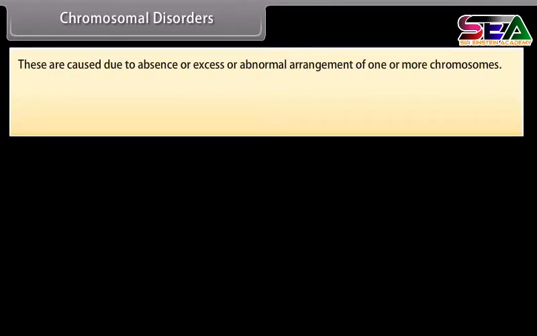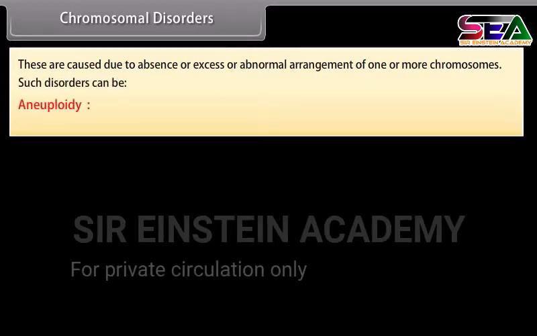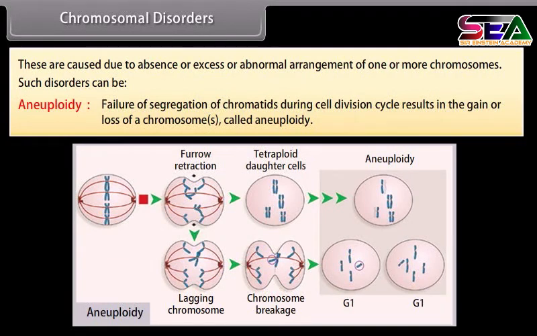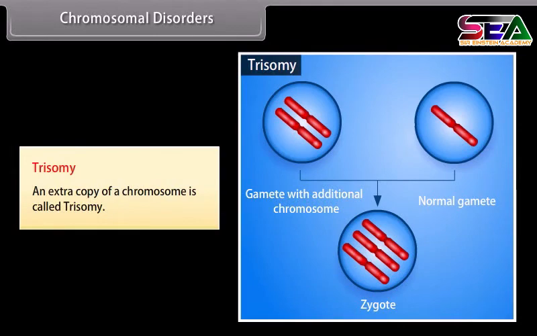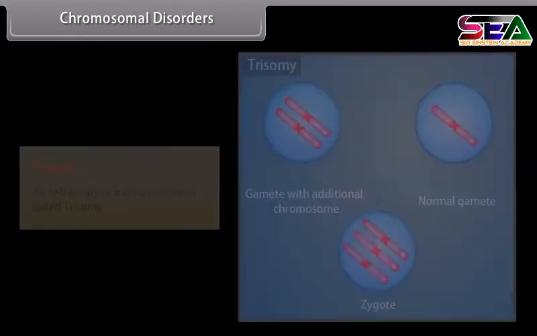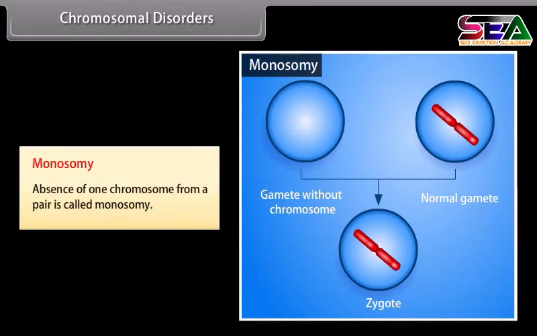Chromosomal disorders. These are caused due to absence or excess or abnormal arrangement of one or more chromosomes. Such disorders can be aneuploidy. Failure of segregation of chromatids during cell division cycle results in the gain or loss of chromosomes, called aneuploidy. Polyploidy. Polyploidy is a condition that arises when cytokinesis does not occur after telophase, resulting in increase in a whole set of chromosomes. Trisomy. An extra copy of a chromosome is called trisomy. Monosomy. Absence of one chromosome from a pair is called monosomy.